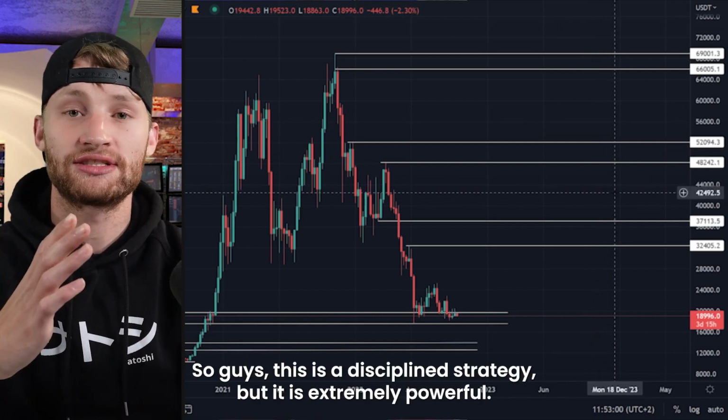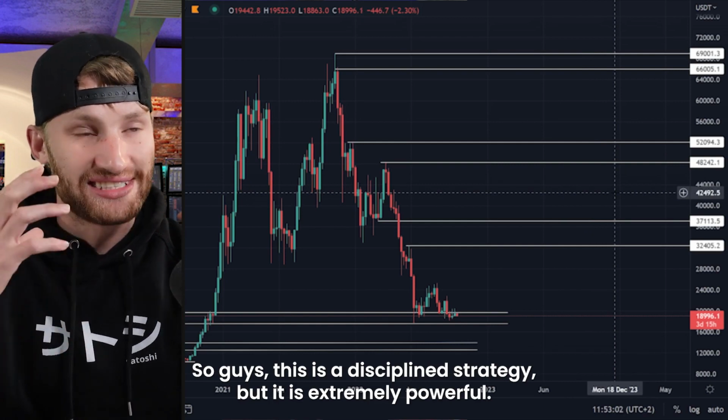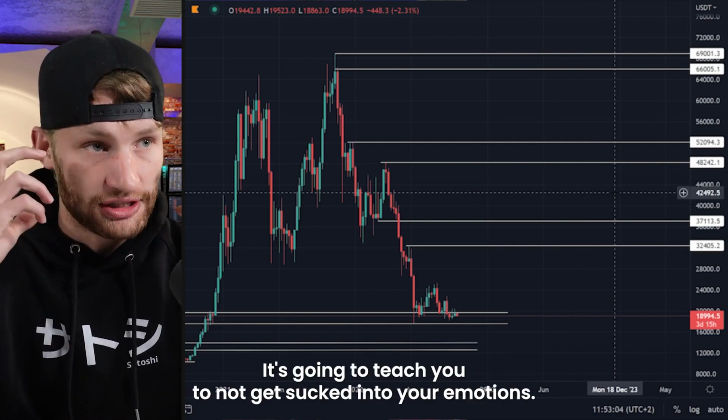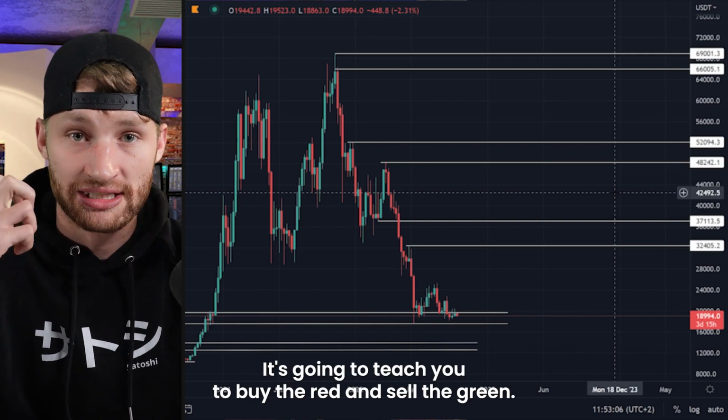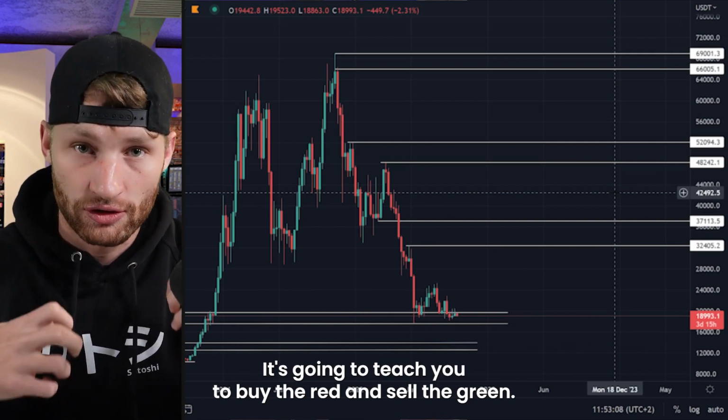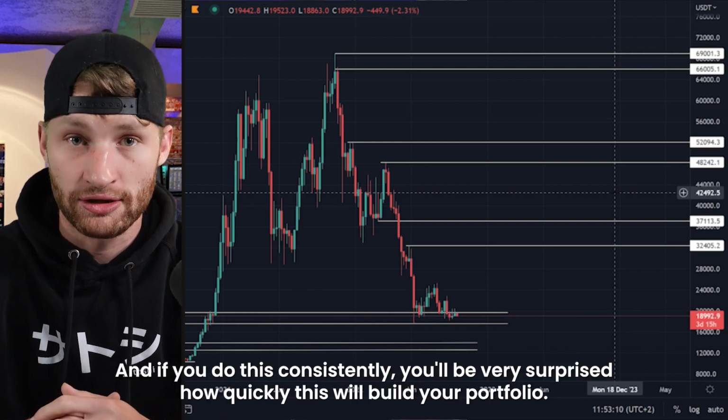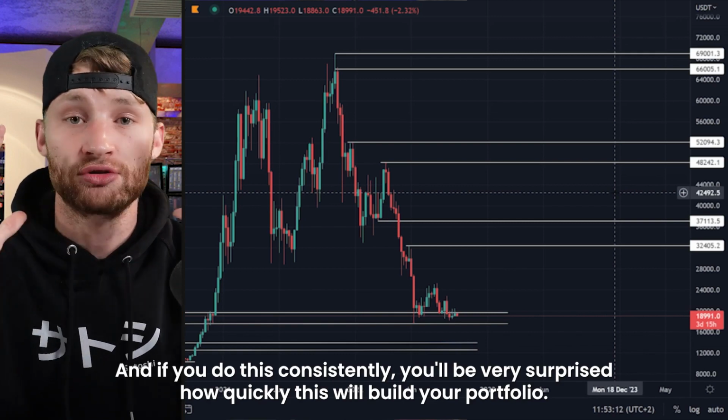So guys, this is a disciplined strategy, but it is extremely powerful. It's going to teach you to not get sucked into your emotions. It's going to teach you to buy the red and sell the green. And if you do this consistently, you'll be very surprised how quickly this will build your portfolio.